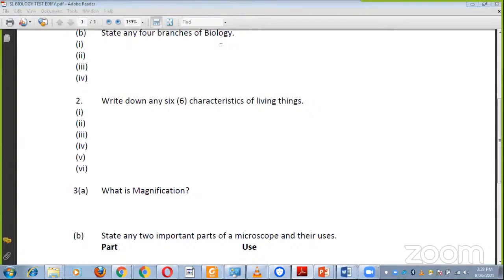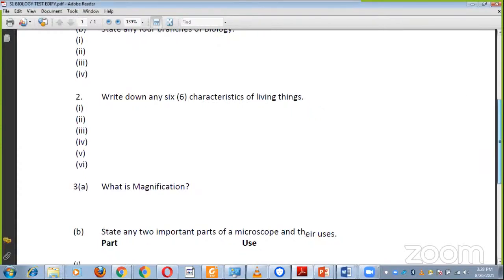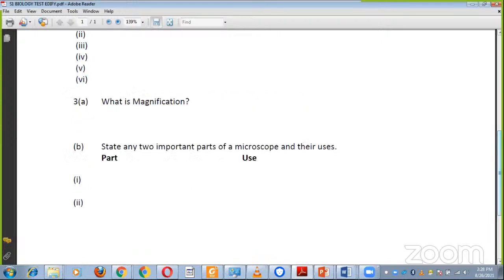Responding to stimuli, yes, that is okay. And then we can go to another question. What is magnification? Someone is asking, what about living things feed? Yes, they feed, that is okay. They reproduce, that is okay. I just commented about the other two.